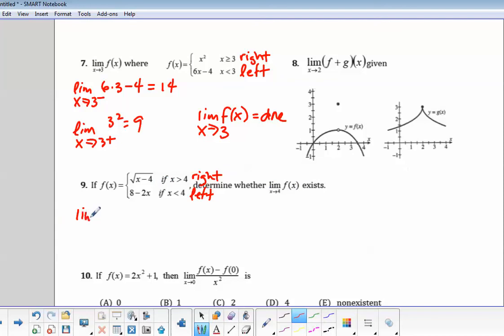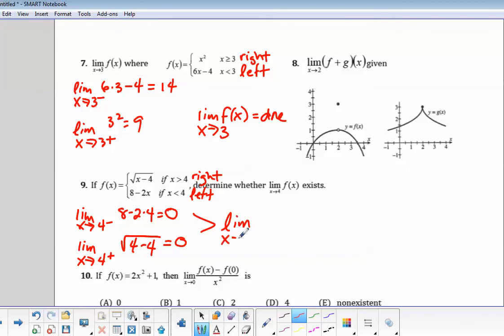Let's do the limit as x approaches 4 from the left. And that's going to be when I substitute 4 in here. So I have 8 minus 2 times 4. 8 minus 8 is 0. The limit as x approaches 4 from the right, and I need to substitute 4 in this one. Square root 4 minus 4. Square root of 0 is also 0. So because those are the same numbers, I can say the limit as x approaches 4 of f of x equals 0.